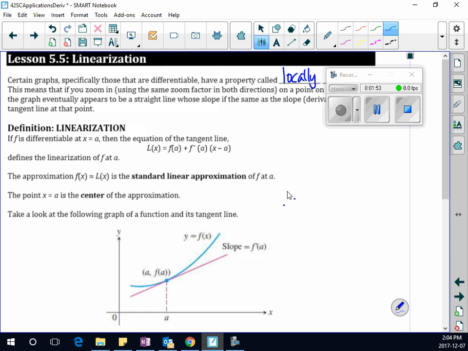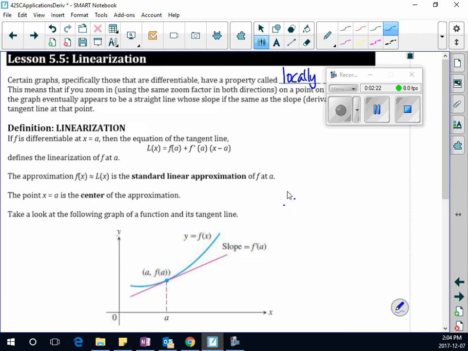They ask this several times, and honestly, in university calculus, we don't even really talk about this. But for some reason, AP really likes it, so we're doing a lesson on it. So f of x is approximately L of x, which is the standard linear approximation of f at a. The point x equals a is the center. So that means I'm just focusing in on that center.